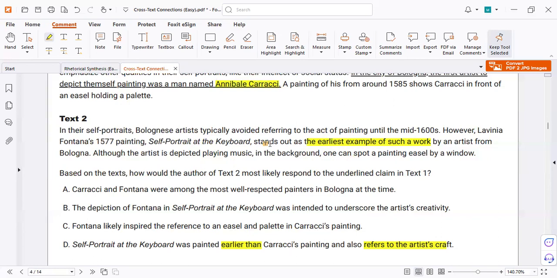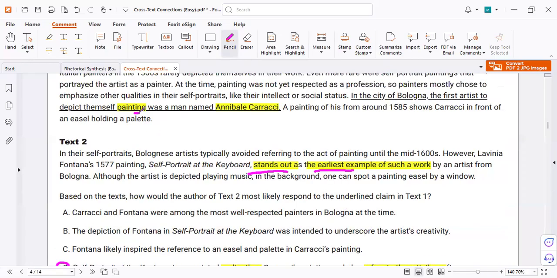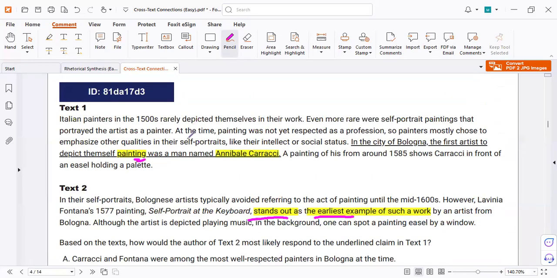So he said that it stands out as the earliest. How about this work? As for this painting, he mentioned that it was painted earlier than Carracci's painting. It's the earliest. That's why. Feel it? It stands out means artist's craft. Earliest example means it happened before. So it's letter D. This painting refers to the painting, as he mentioned.